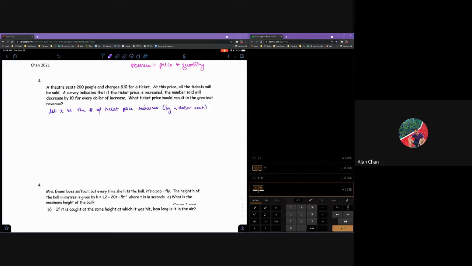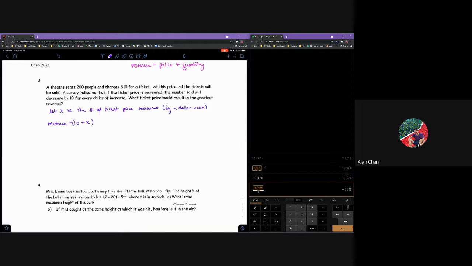Okay, so now that we've defined X as the number of ticket price increases, we can now define our revenue. Our revenue is going to be equal to what? Well, normally it was price times quantity, right? And normally it was $10 per ticket times 200. But now we've got X involved. What does X do? X says that if we increase the price by $1, so now instead of charging $10, we're going to charge 10 plus X. If the price increased once, then the price would be $11, a $1 increase. If X was 5, the price is $15, or 5 $1 increases.